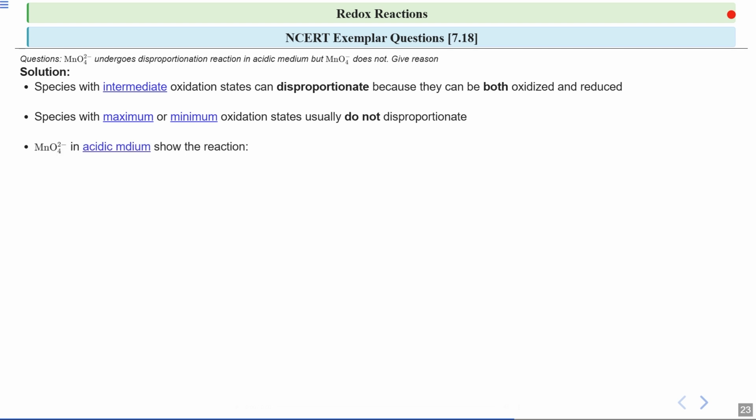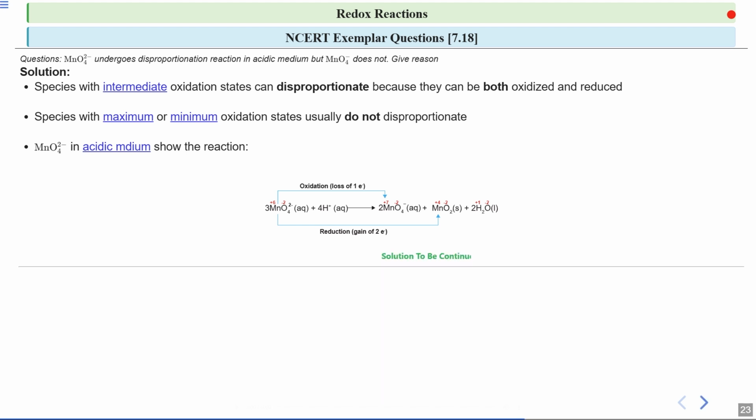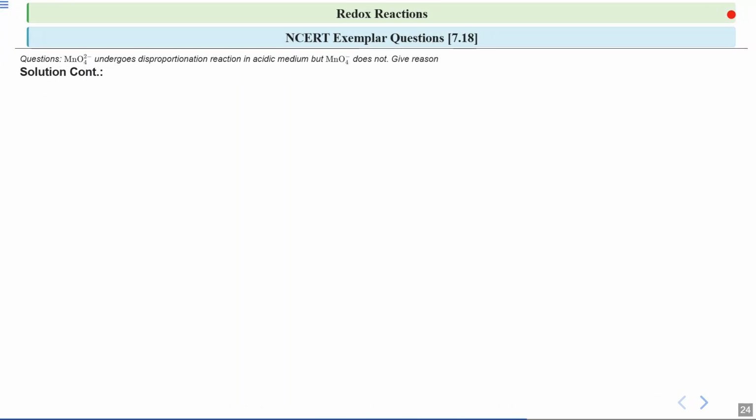If you take the case of MnO4 2- in acidic medium and write the reaction for it, it will be MnO4 2- plus 4H+ giving us 2MnO4-, MnO2 and 2H2O. Now, you can write this equation. It will make things simpler. But from the previous information also, you can say that MnO4 2- can undergo disproportionation. How? Let's see. So what is the equation that we got? MnO4 2- plus 4H+ giving us 2MnO4-, MnO2 and H2O.